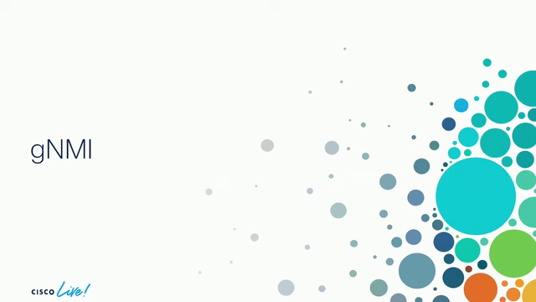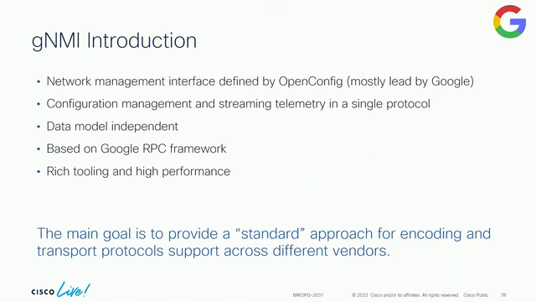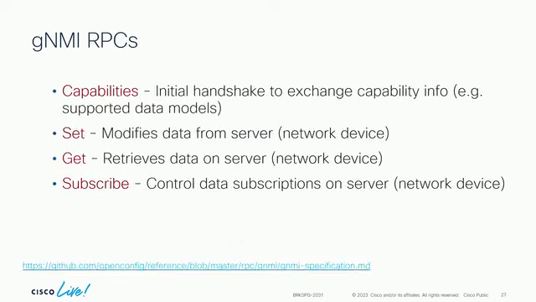Let's talk a bit about gNMI, which is another way to consume your device data. The beauty of gNMI is that it's just a set of RPCs available to you with rich tooling around it. The main goal is to provide unified encoding with transport protocols. I will provide an example of how it works and what's happening in reality there.